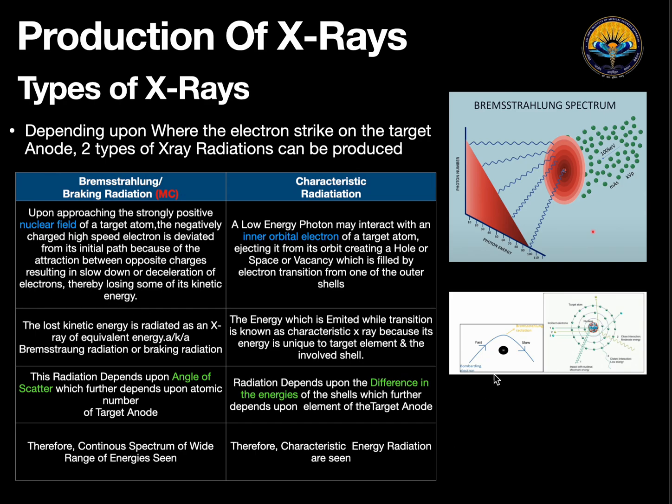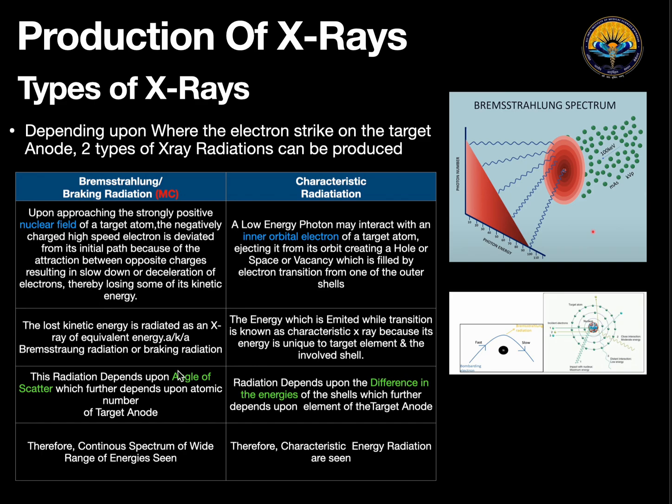energy. Here we can see in the figure also, this is a fast moving electron. Due to the positive attraction between them, the electron is deviated from its initial path, and because of deviation of its initial path, it loses some of its kinetic energy, which is radiated in the form of this braking radiation or Bremsstrahlung radiation. So this lost kinetic energy is radiated as Bremsstrahlung radiation or braking radiation.